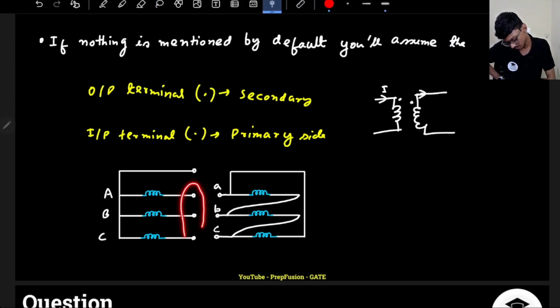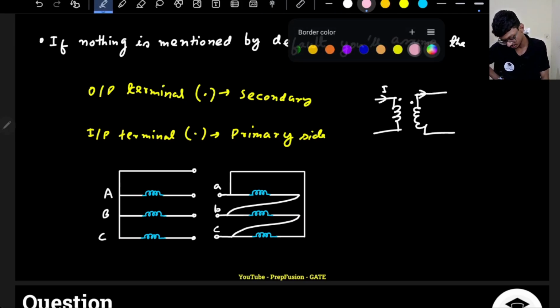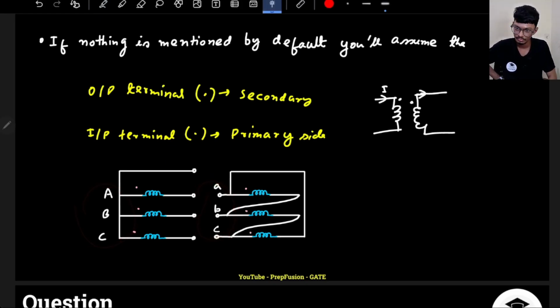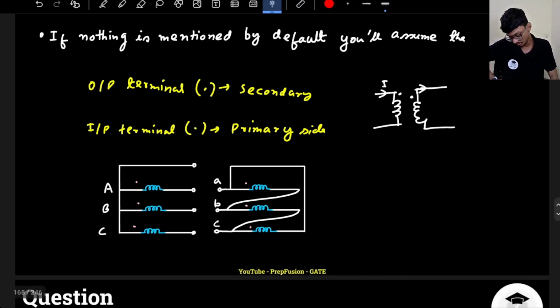Input terminals, sorry, supply terminals are here, right? These are my supply terminals, so the dot will be connected here. These are my input terminals, and output terminals are here, from which I will take the output. So I have done the dot. Now let me find out the phase difference.